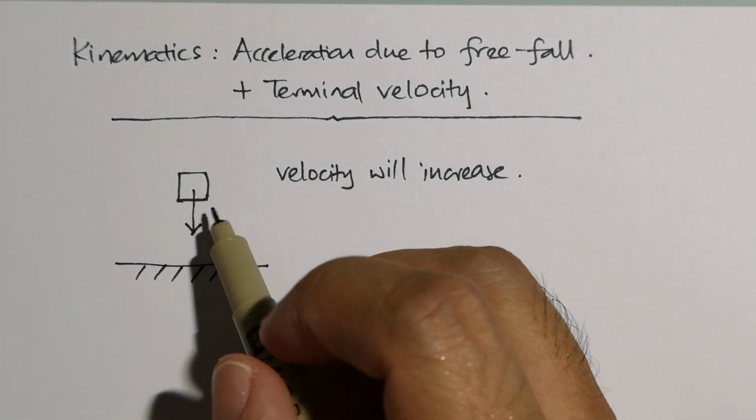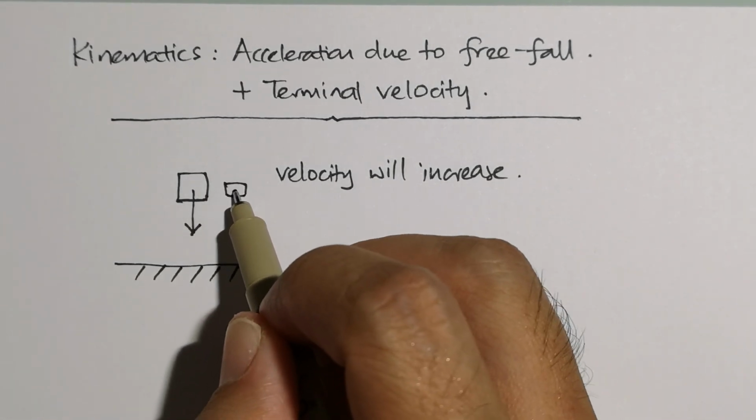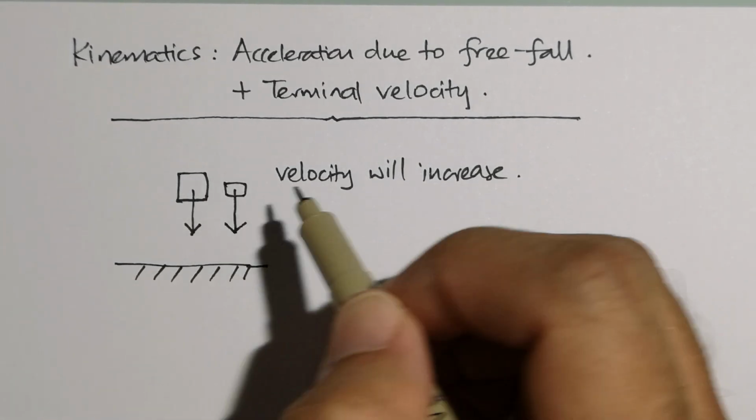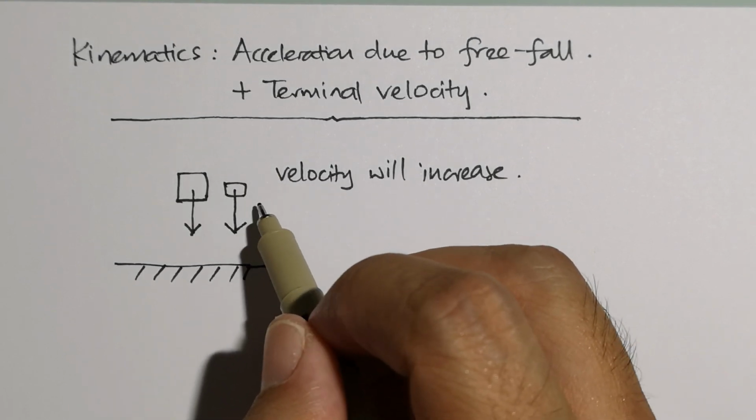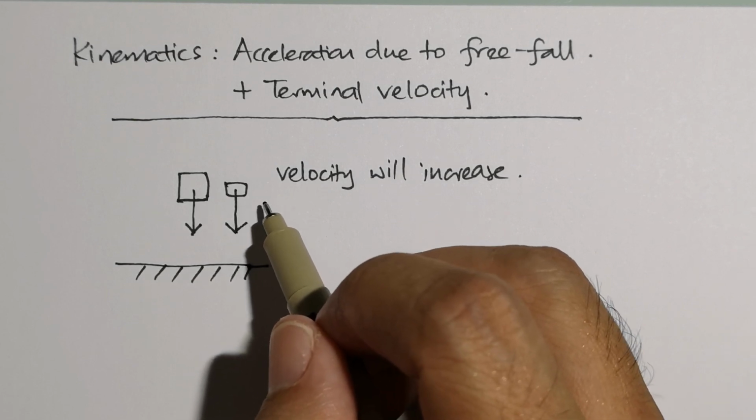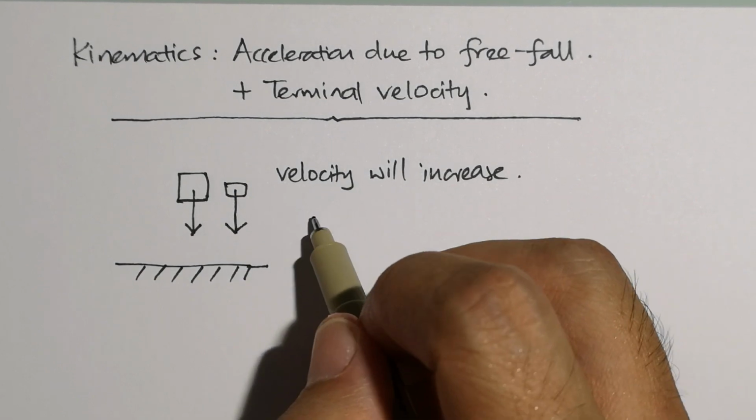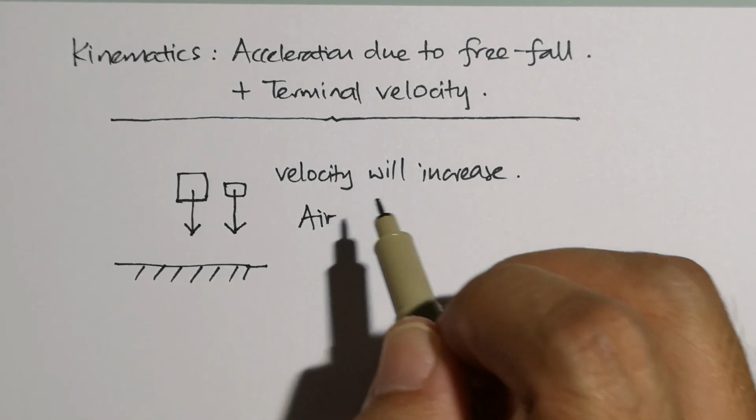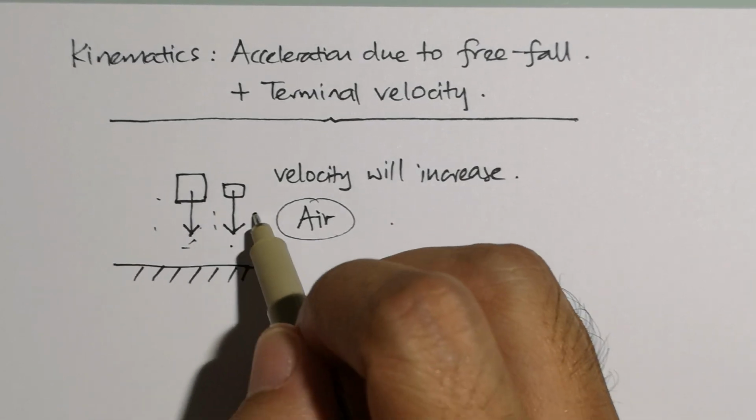But understand that when you drop something lighter, it seems that this lighter object is increasing its speed at a lower rate than this larger object. And that's because we have air in our midst. Okay, that's when air is all around.